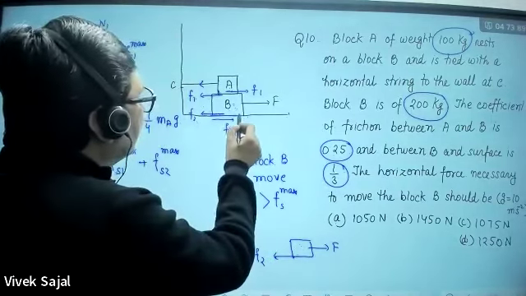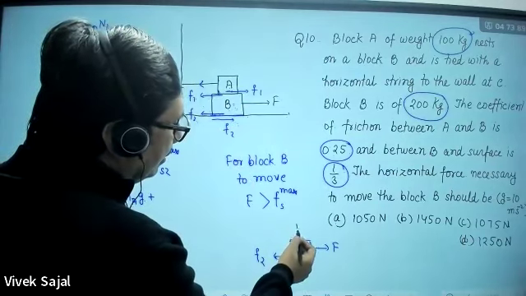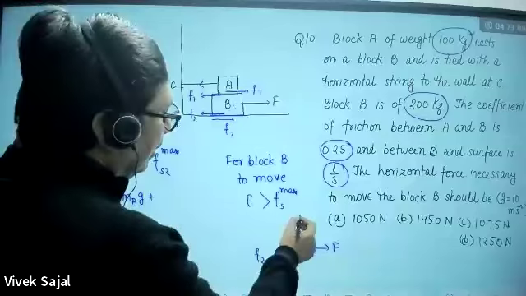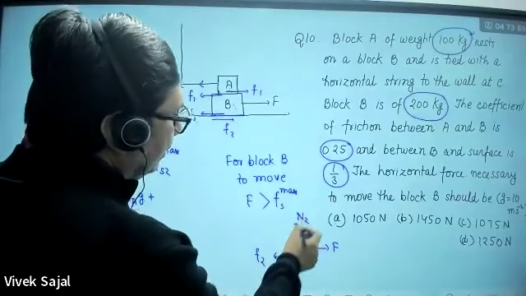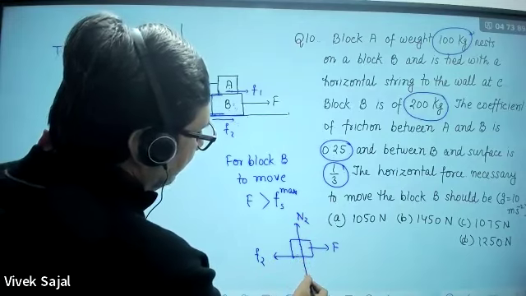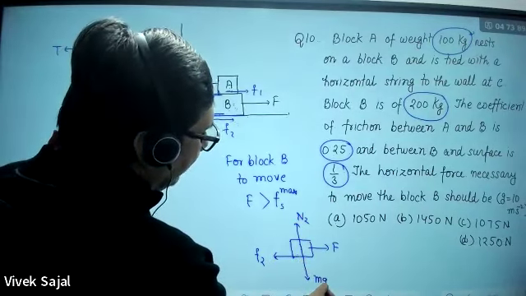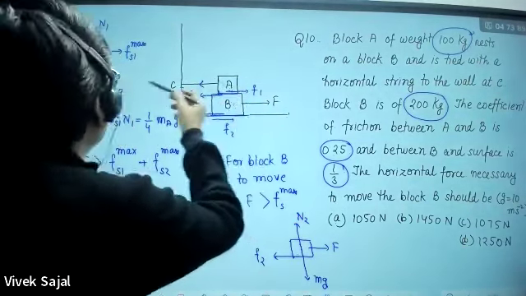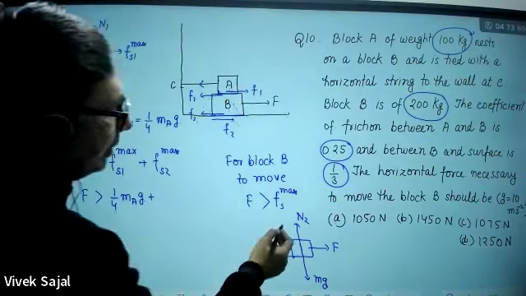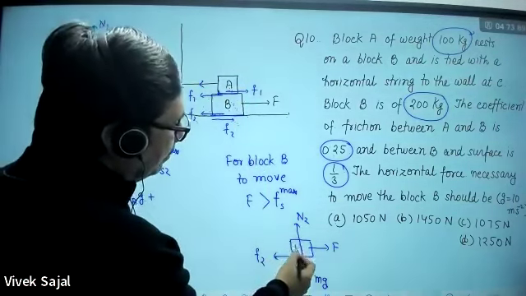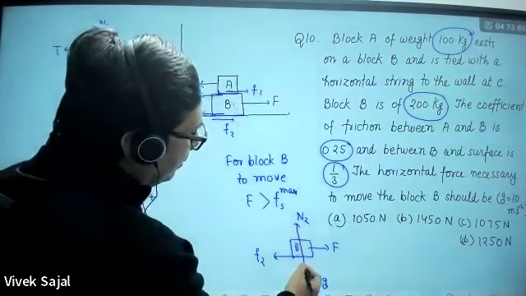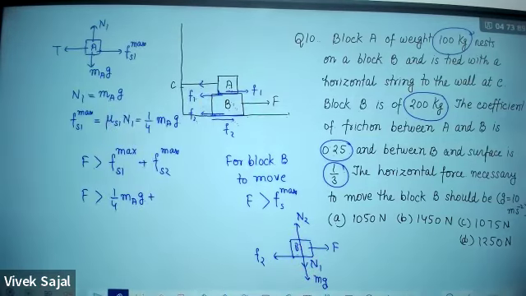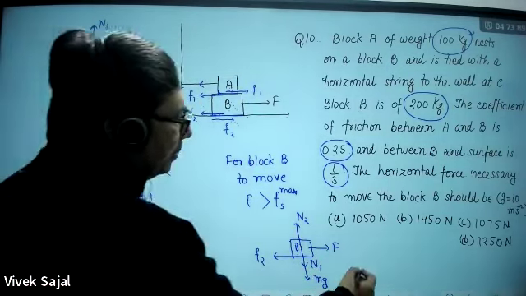This block is in contact with the earth, so automatically a normal reaction is acting on it. I call it N2. Try to understand: N2, and its weight is acting downward, mg. But remember, A and B are in contact. If B is applying a normal reaction on A, then A is also going to apply a normal reaction on B, and that will be in the downward direction. So this will be N1. So what will be N2 here?